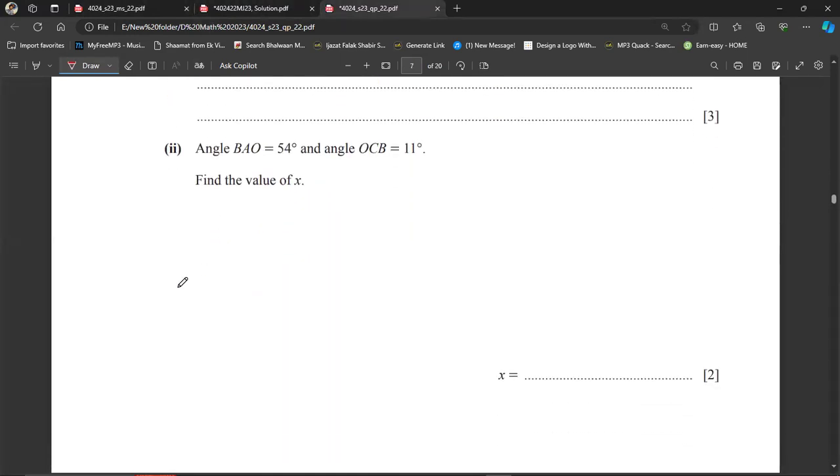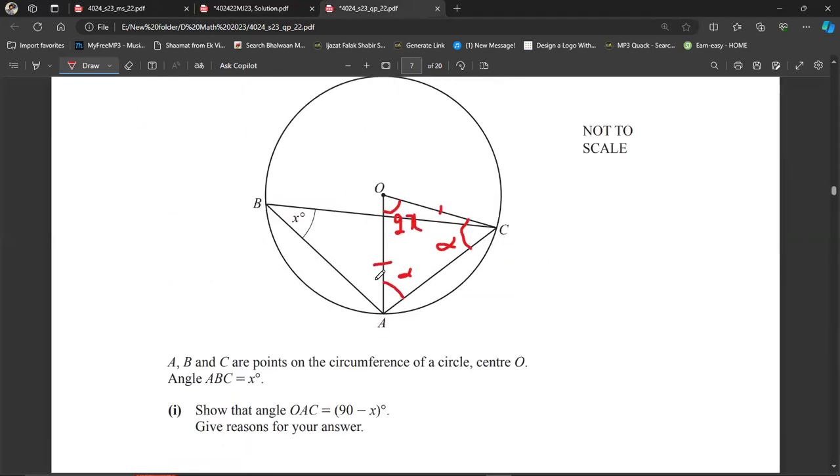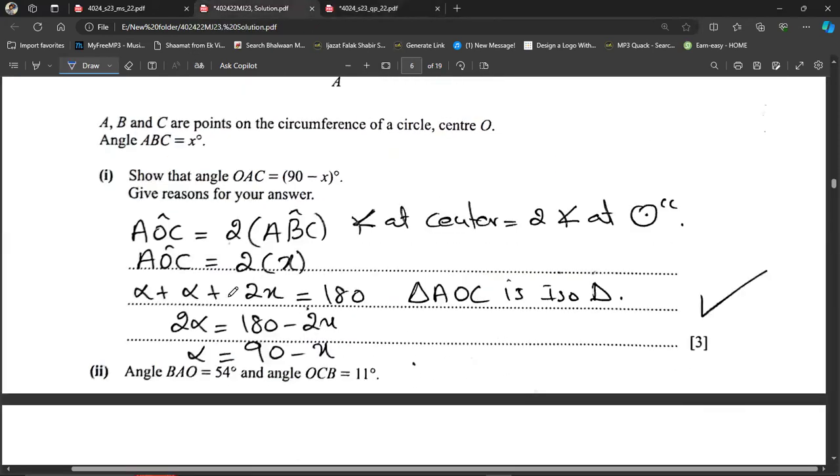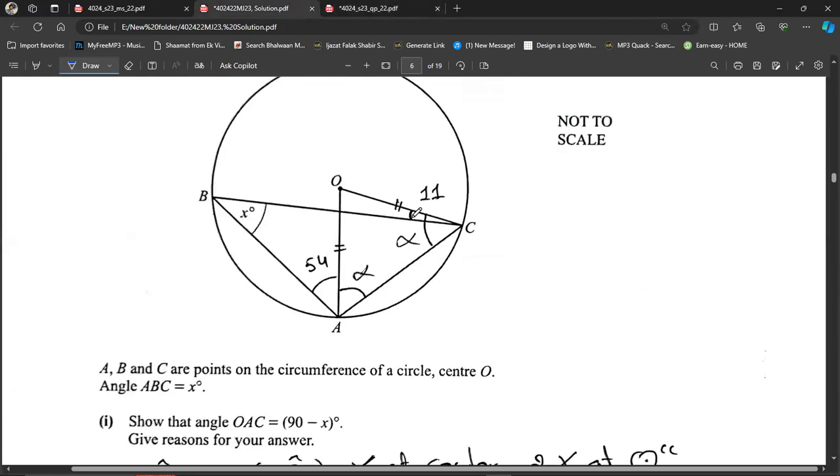He says the angle BAO is 54 degrees and the angle OCB is 11. Find the value of x. So let me show you from the solution. This angle is 54. This small angle here, OCB, is 11. And this whole angle is 90 minus x. So this portion will be 90 minus x minus 11.